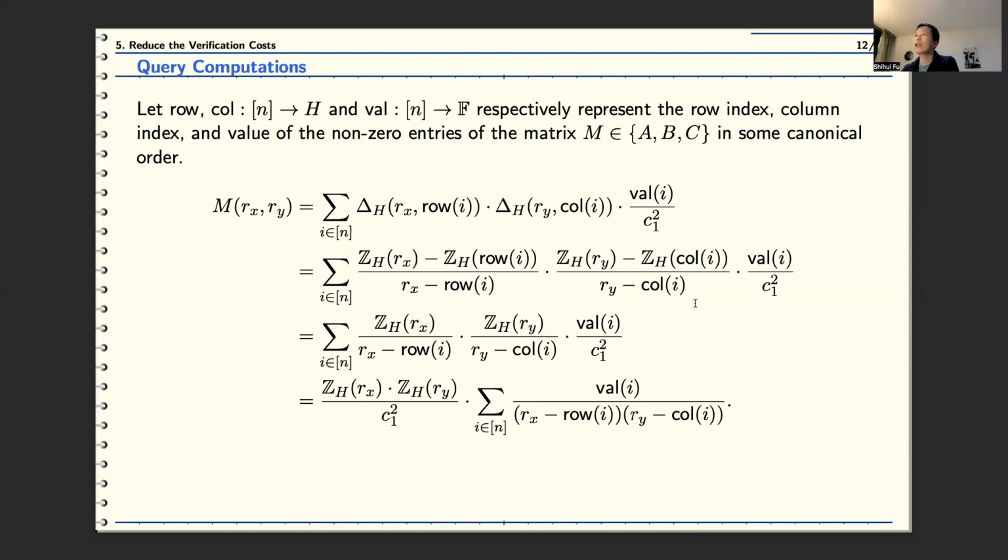Let row, column, and value represent the row index, column index, and value of the non-zero entries of matrix M in some canonical order. Recall that in the computation of M(Rx, Ry), the zero entries don't make any contribution to the computation. So we need some method to filter out the non-zero entries. We're using the function delta_H defined previously. Then M(Rx, Ry) equals this. The first term can be computed by the verifier very efficiently, and the second term only contains the non-zero entries, so it has only linear terms.